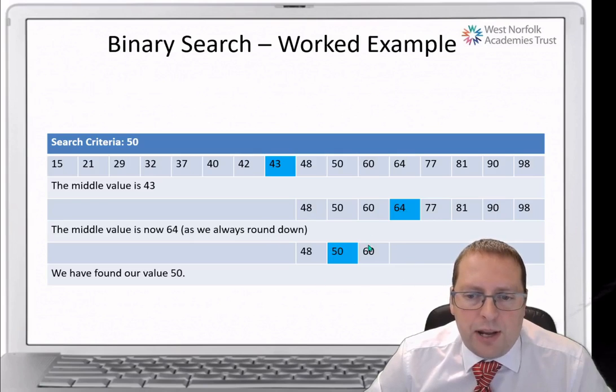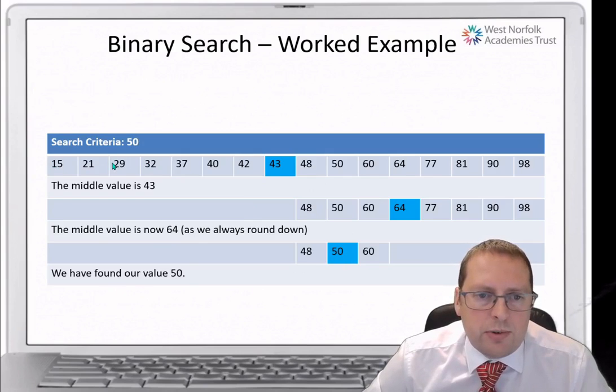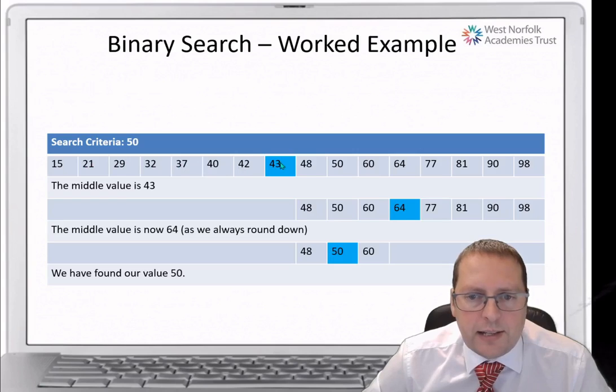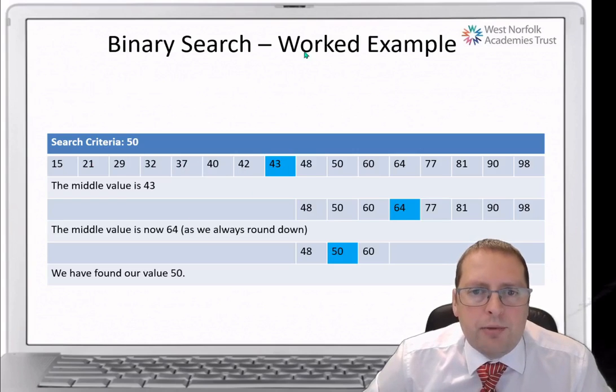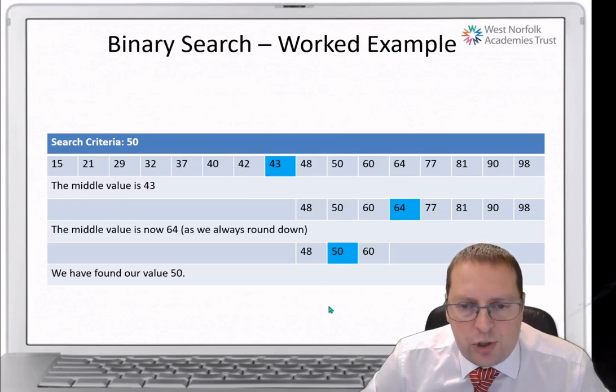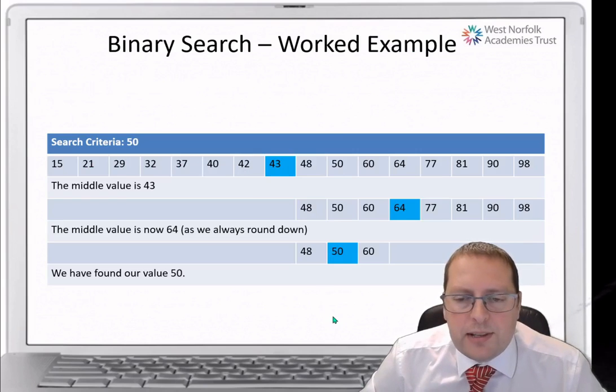So I'm left with 3 items. And again, I'm still looking for 50, so I look for the middle item. And I find my middle item of number 3. So I've managed to find the answer 50 in 3 iterations. Whereas if I was doing a linear search, it would take me a little bit longer. 1, 2, 3, 4, 5, 6, 7, 8. So we can see here that a binary search is much more efficient. It's a quicker way to find an element in a list.